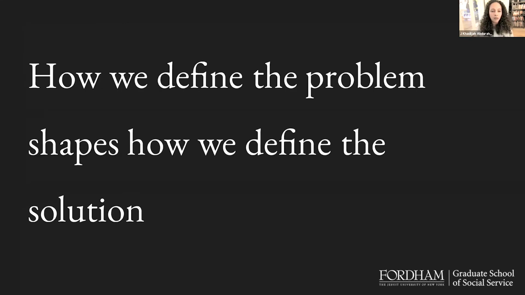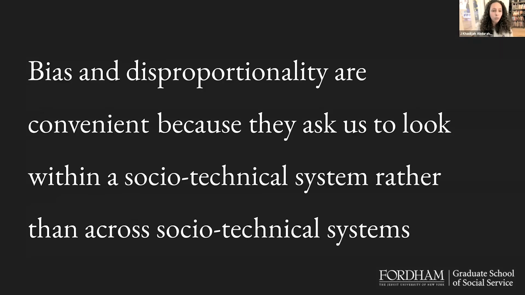And so how we define the problem shapes how we define the solution. Bias and disproportionality are fantastic if you want to implement predictive analytics, because they don't ask us to look across the system. They don't ask us to look structurally at why we have systematically separated Black and Indigenous families. They don't even ask us to look across time.